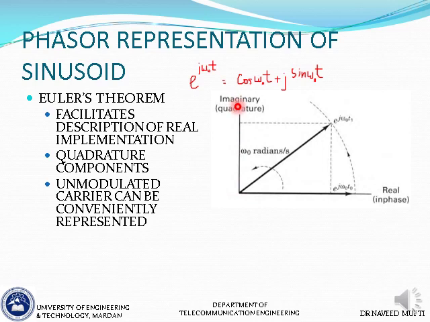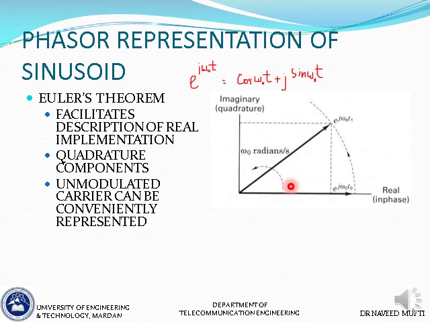Secondly, we can represent our unmodulated carrier wave conveniently in a polar coordinate system as a unit vector or phasor rotating counterclockwise at the constant rate of omega naught radians per second, as you can see in this figure. So we can consider it as a vector which is rotating at omega naught radians per second.